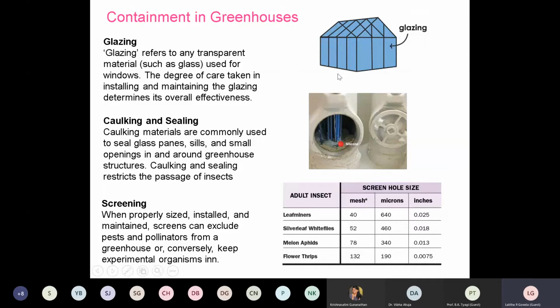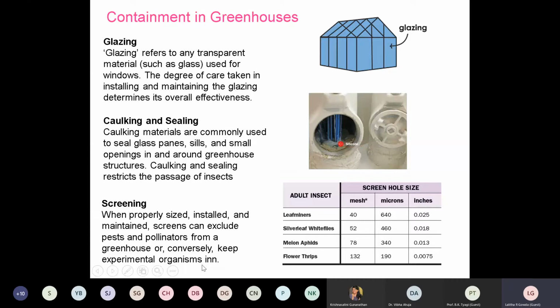The second containment that is described for greenhouses is caulking and sealing. What caulking and sealing means is to seal all the outlets for the effluents and the incoming outlets thoroughly, so that there is no escape of anything from the lab, and rodents, insects, etc., cannot enter. So this caulking and sealing restricts the passage of insects. A third containment used in addition to the glazing is screening. Here, screening means using the proper screen for your containment facility, so that it excludes pests and pollinators from the greenhouse, or conversely, keeps the experimental organism inside.